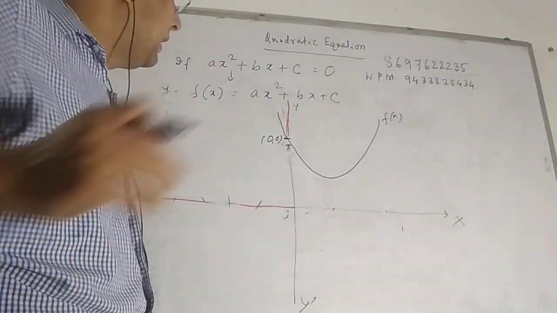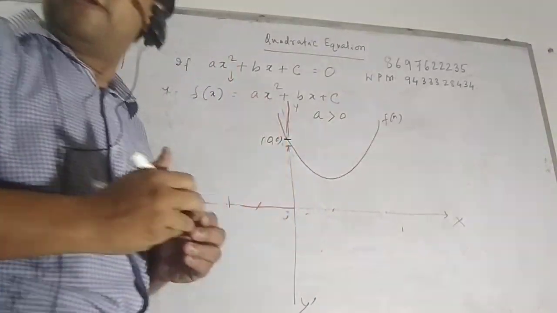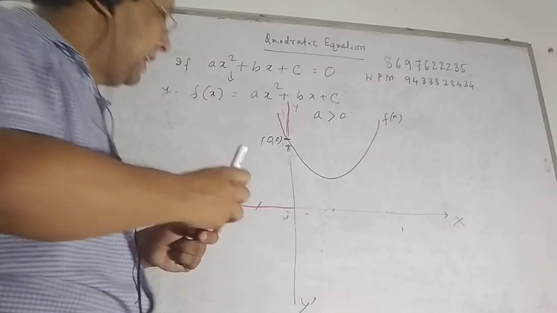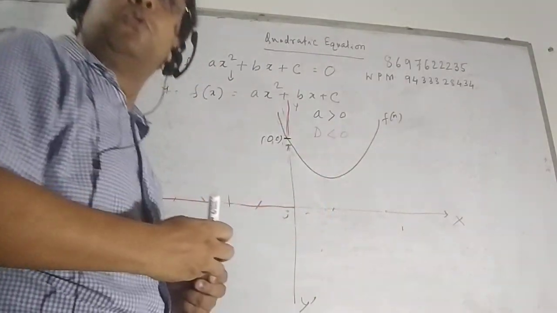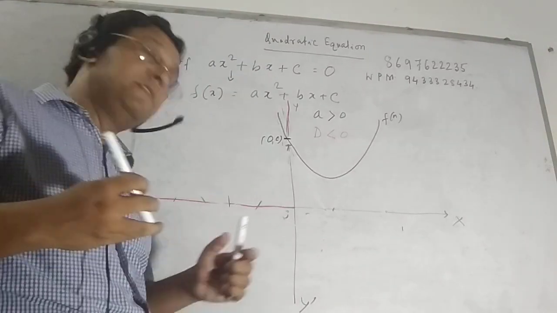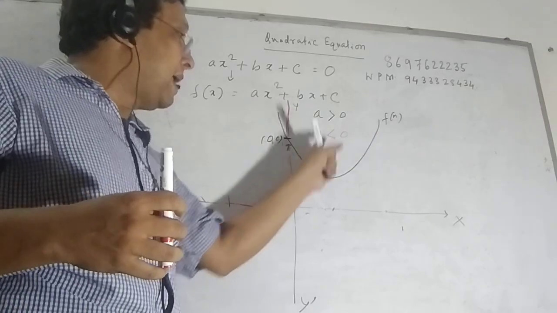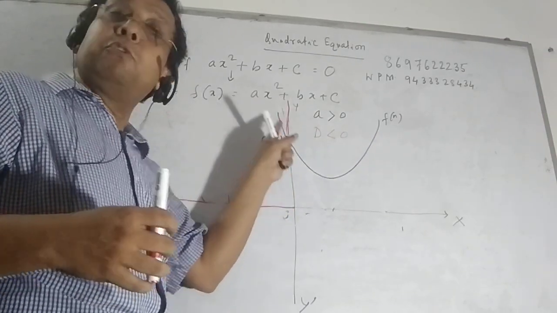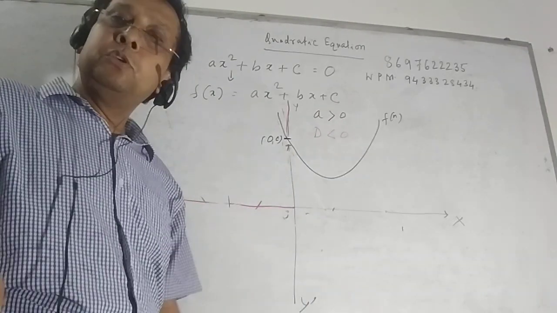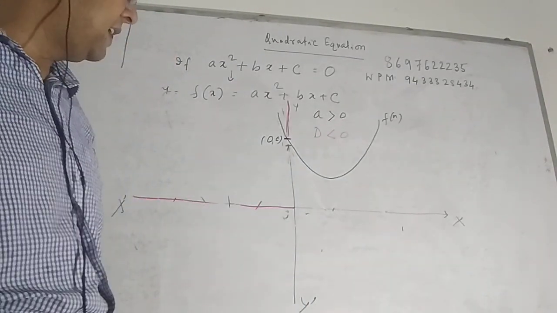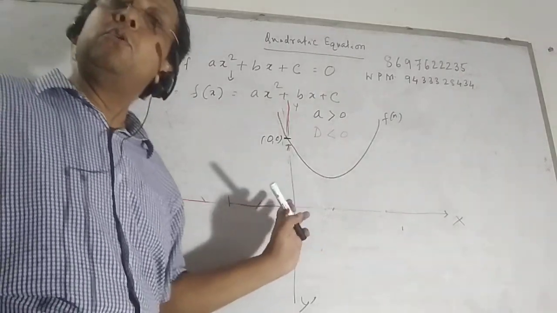This means that here also a is positive, that's why it is U-shaped. But the thing is that D is negative. That means the roots are imaginary. Since the roots are imaginary, we get this concept. But it has a clear y-intercept c, and this c is positive. So for this type of diagram, we can say the discriminant is negative and it has no real roots.